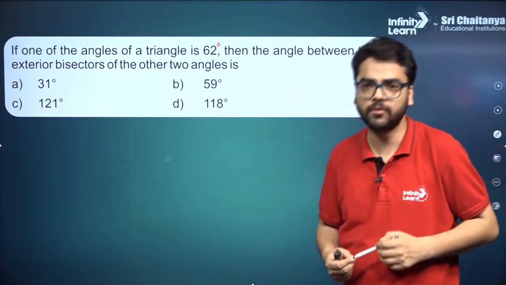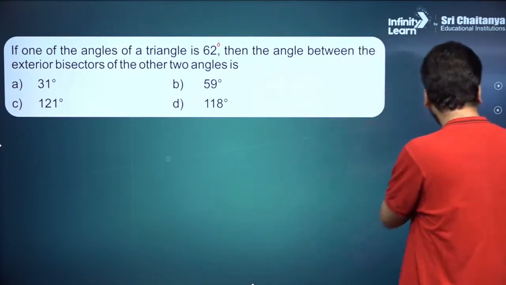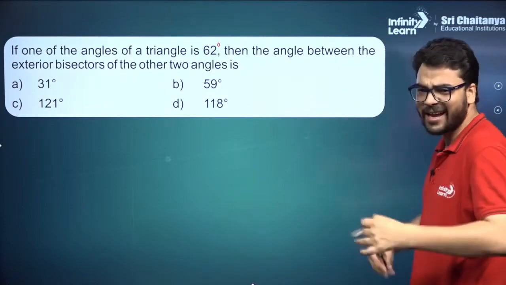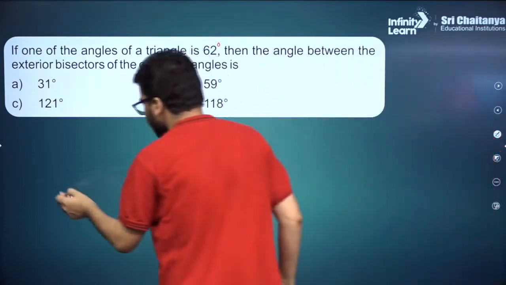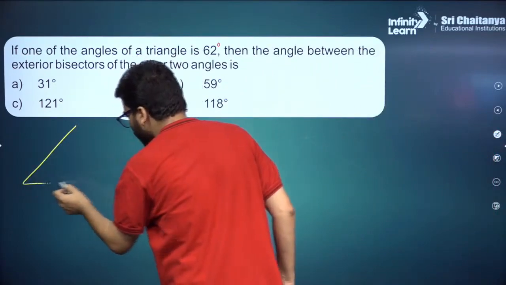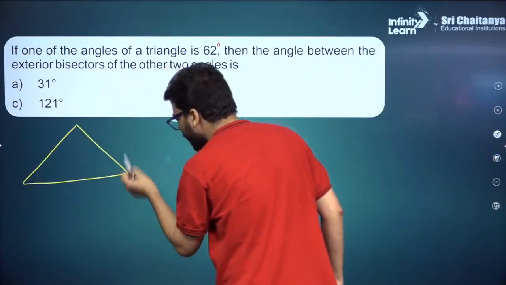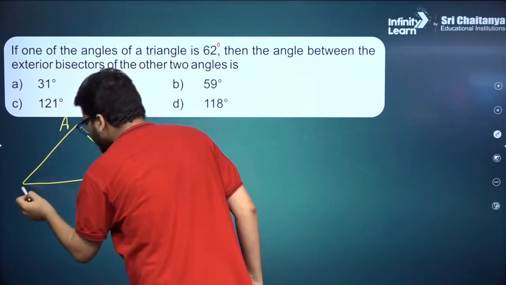Hello Ayush, good afternoon. So let us make the figure first. Again, I'll try to explain using a general result. It means you have got a triangle over here. Any random triangle you can take. Suppose this is ABC.